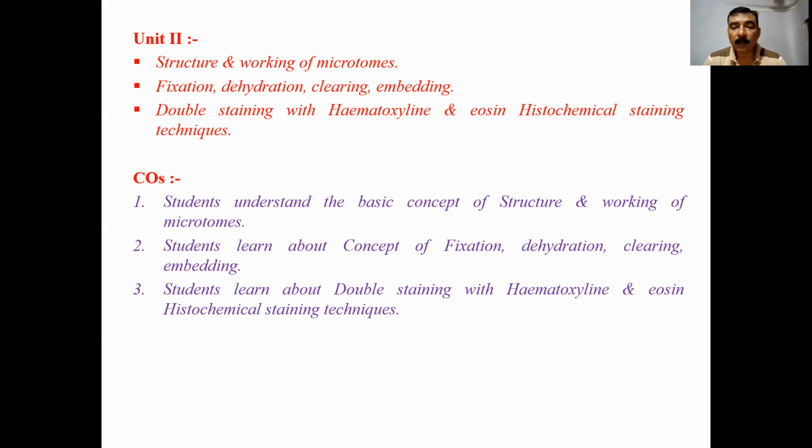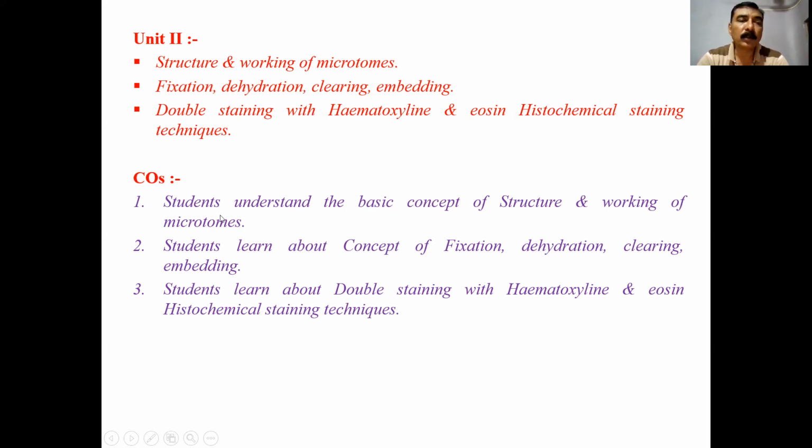Then the histochemical demonstration of protein and the histochemical demonstration of lipid. All these staining techniques are there for the demonstration of carbohydrate, protein and lipid. So this is all about the unit, where we can see the microtechnique, histochemical staining, structure and working of the microtome, fixation, dehydration, clearing and embedding, double staining with hematoxylin and eosin, and histochemical techniques.